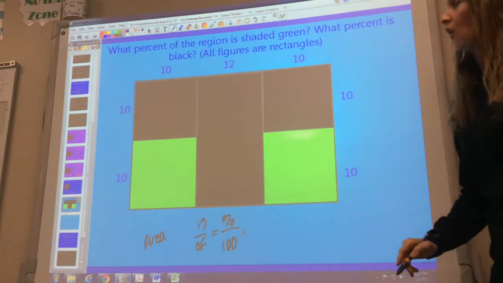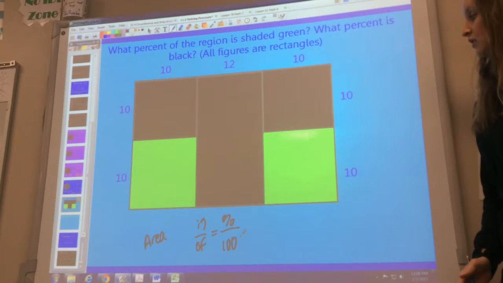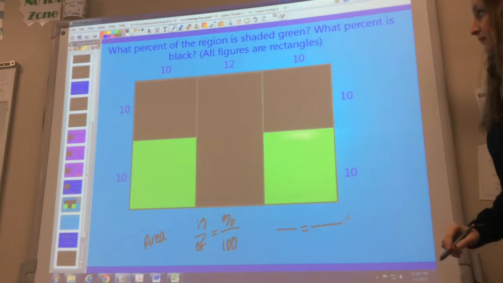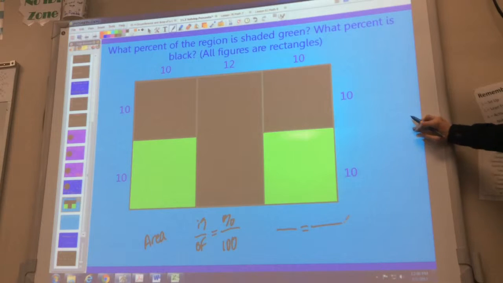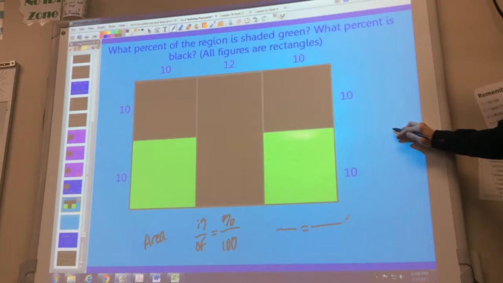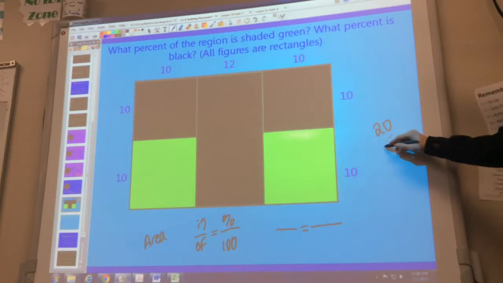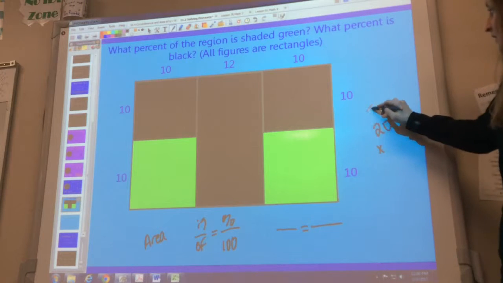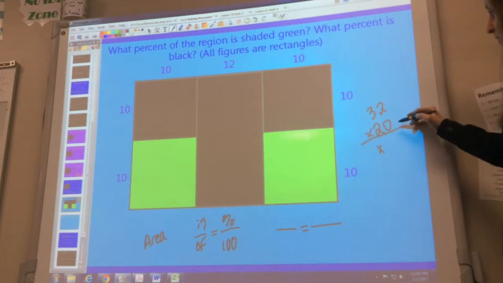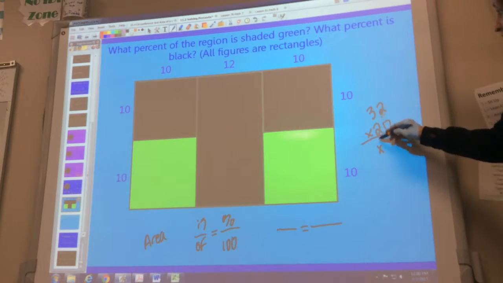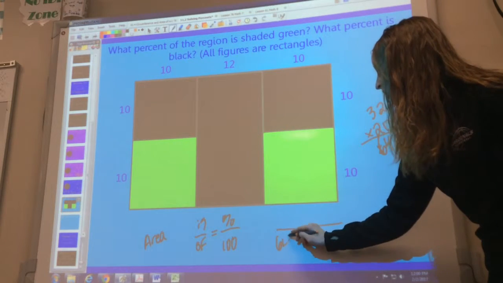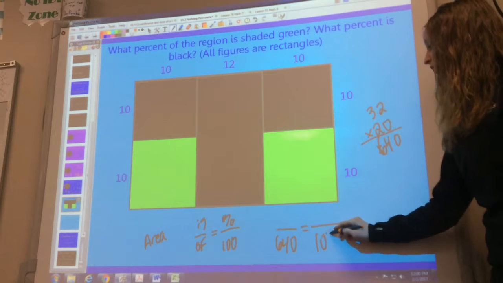Now, of stands for what? Stands for total. How do we figure out the total area of this object? This is the length times width. 10 times 32. 20 times 32. How do you get 20? 32. Very good. And then you guys showed me this shortcut. You take your 0 down. 2 times 2 is 4. So your total goes down here, right?